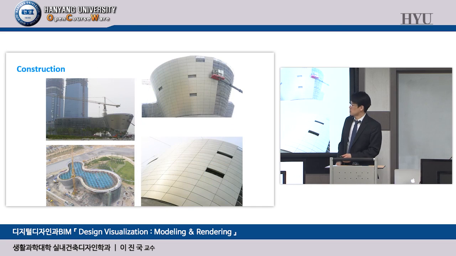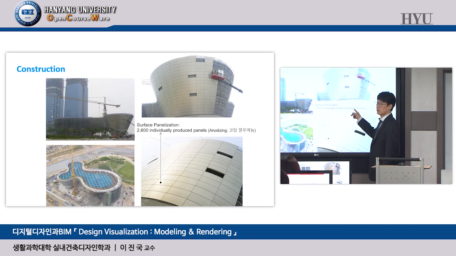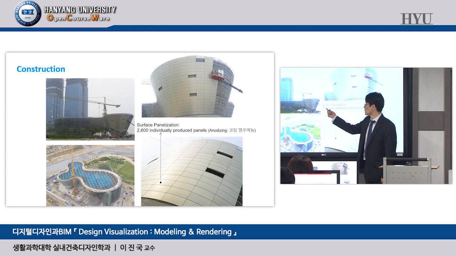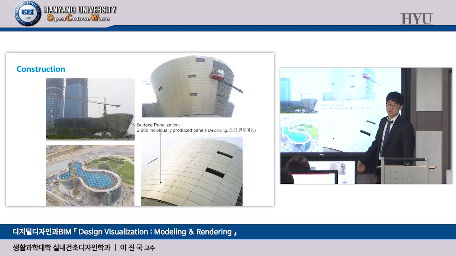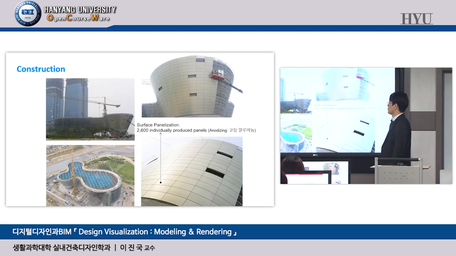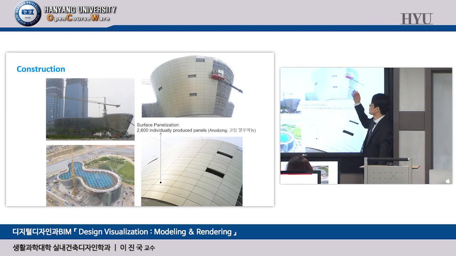Okay, let's take a look at some construction pictures. Total 2,600 individually produced anodized aluminum panels. Compared to DDP, this building has 10 times fewer pieces in terms of the number of pieces for the building skin. But anyway, these 2,600 individually produced panels were applied for building construction, like this picture.